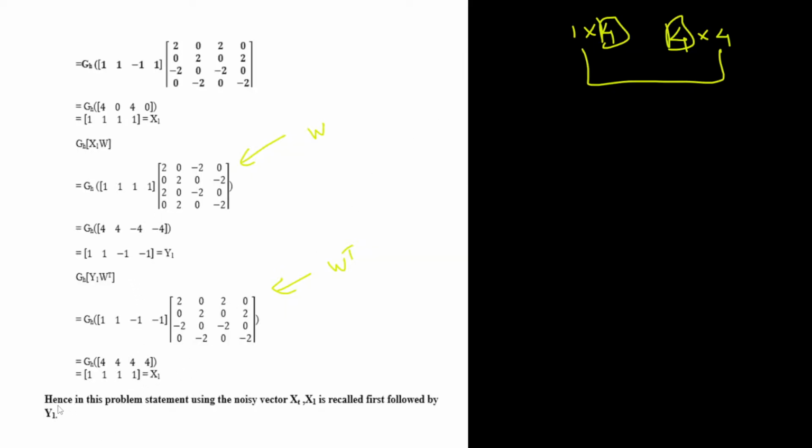Okay, so finally we can conclude that in this problem statement, using the noisy vector xt, x1 is recalled first followed by y1. Okay, and that's our final answer.